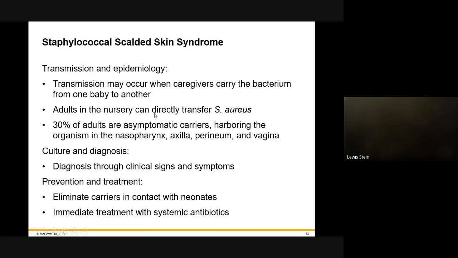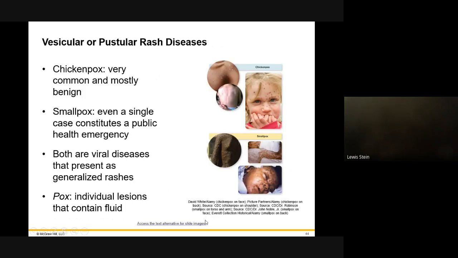Caregivers, adults in the nursery can transfer it. Asymptomatic carriers, a real problem. Mostly a clinical diagnosis, and you've got anybody who potentially could be a carrier. You have to keep them away from neonates because it can go right through a nursery. Systemic antibiotics. And there's a better picture. And then this brings us in, it's just an introduction into what are the classic pox, which was implied pustules.